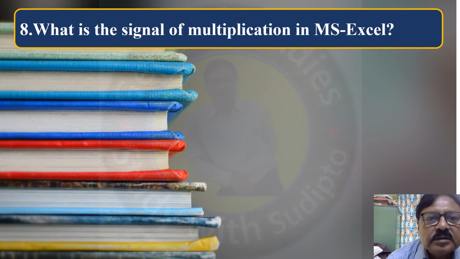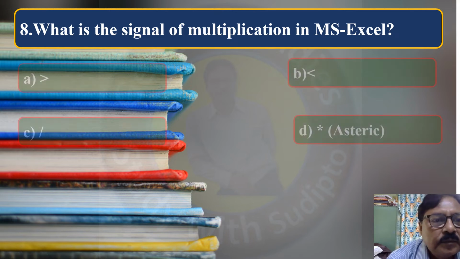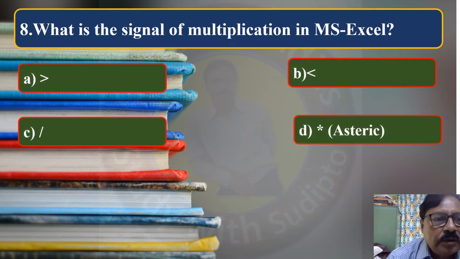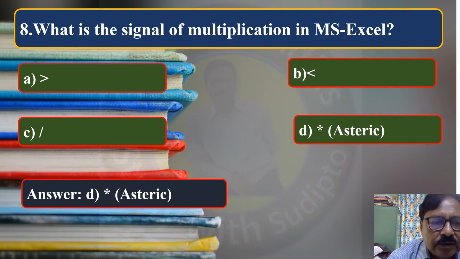What is the signal of multiplication in MS Excel? Option A greater than, option B less than, option C slash, option D asterisk. The correct option is asterisk. Option D is asterisk.